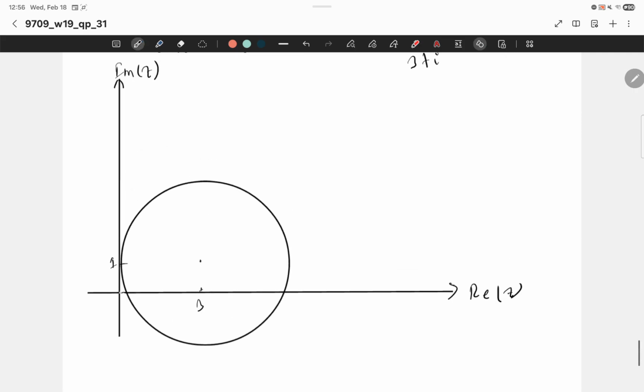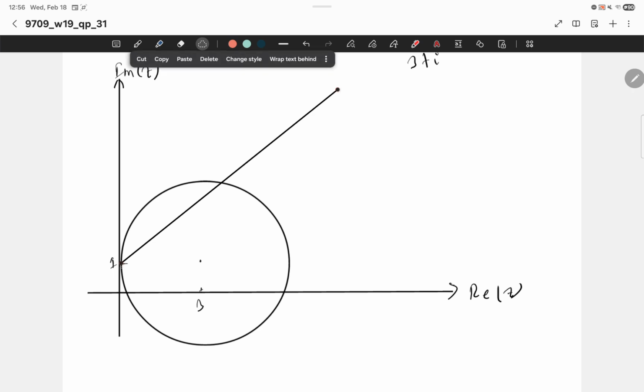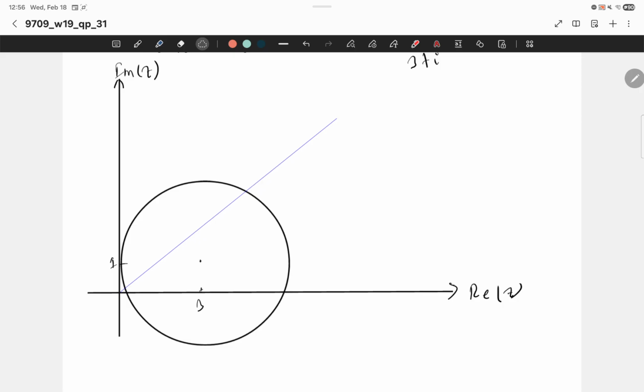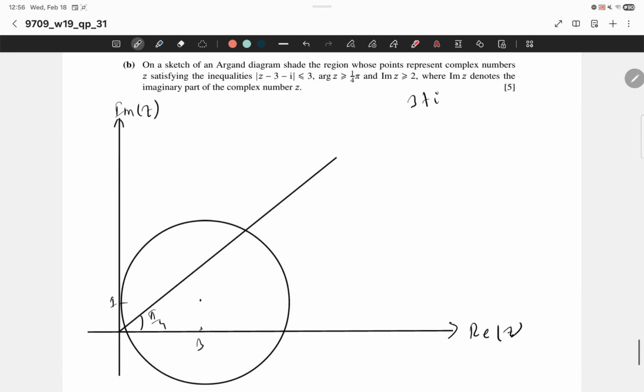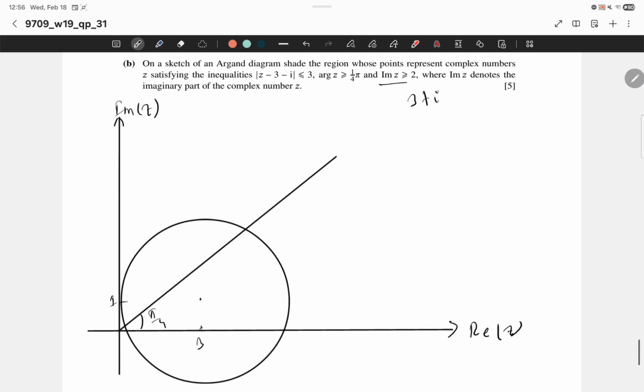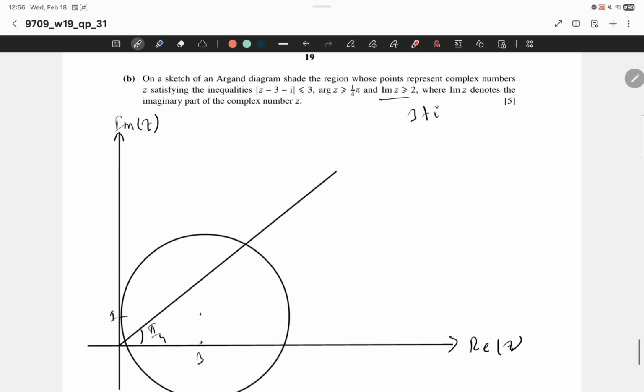So we need to draw a line. I'm not measuring anything. Yeah, this is not the line that I'm supposed to use. So this is a half line actually, and this is supposed to be pi by 4. The argument is greater than or equal to pi by 4, and for this we just need to draw a line at 2. So I'm just guessing where 2 would be. So let's say here.